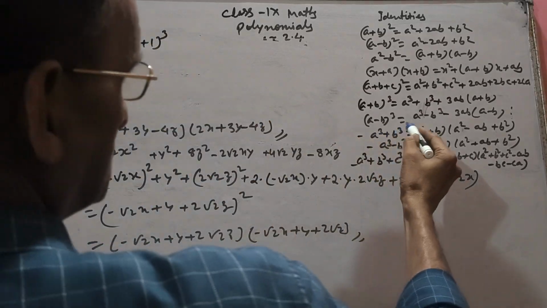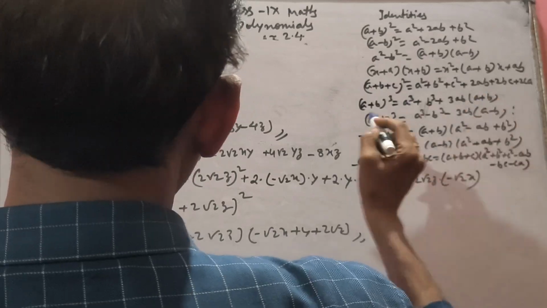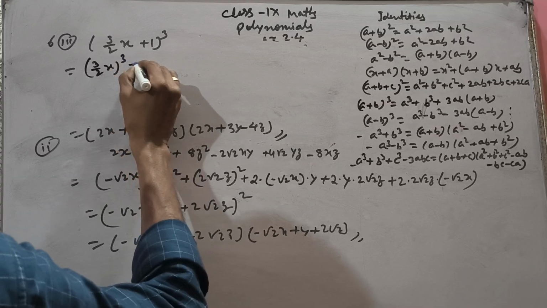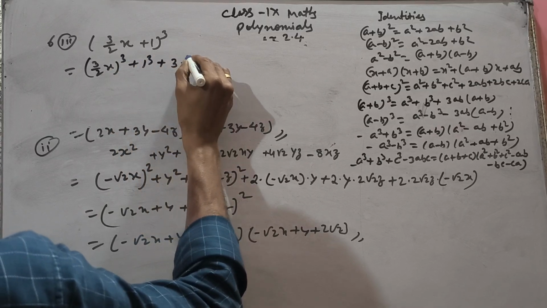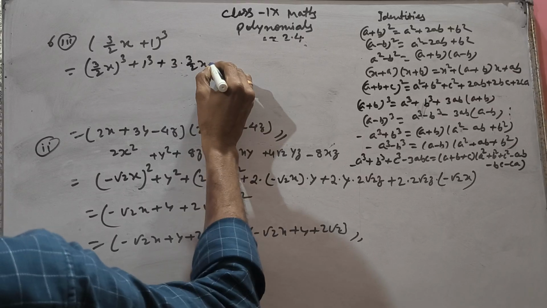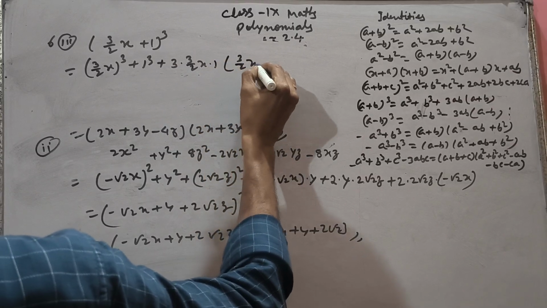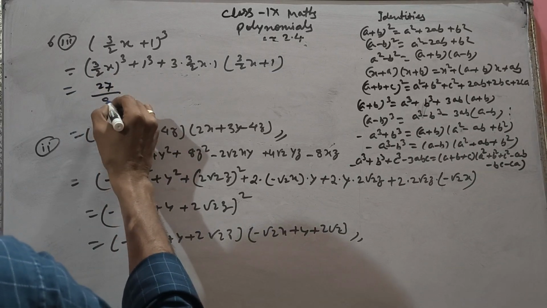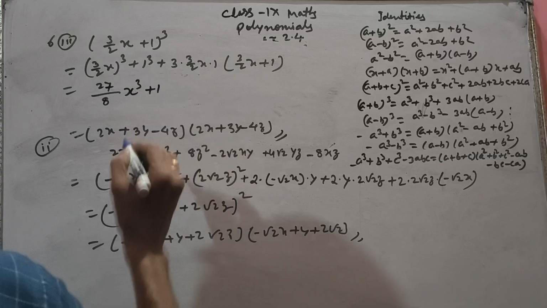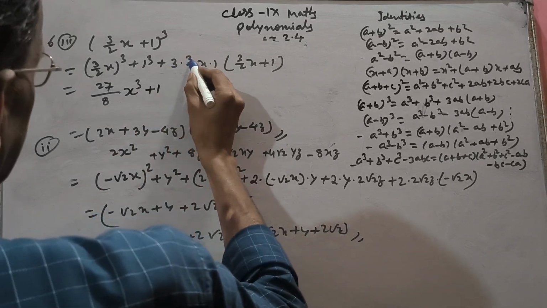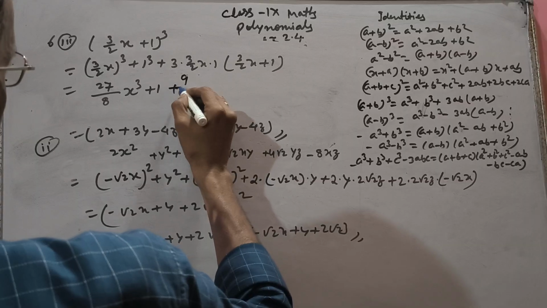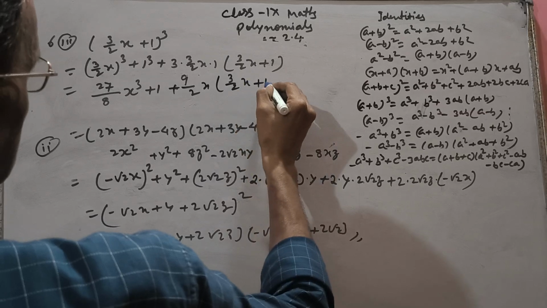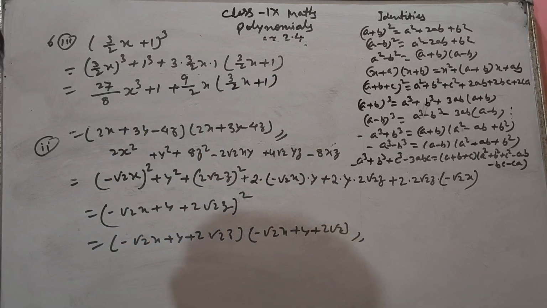So a plus b whole cube formula: a cube plus b cube plus 3ab into a plus b. So we will write here a cube plus b cube plus 3 into a into b into a plus b. So 3 cube is 27 by 8 x cube. 1 cube is 1 only. And here how much do we get? 3 3s are 9, plus 9 by 2x into 3 by 2x plus 1. Now you need to remove this bracket also.